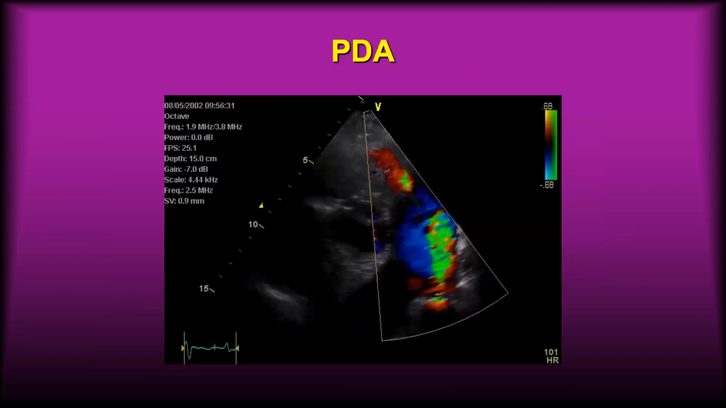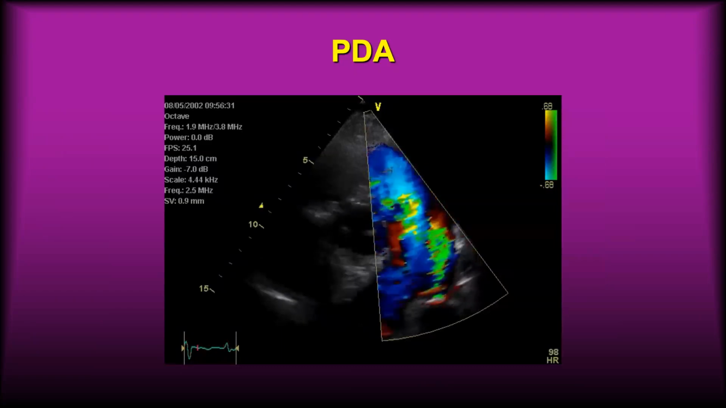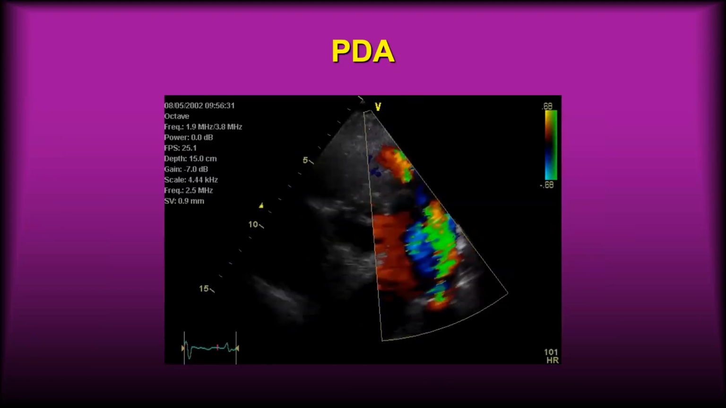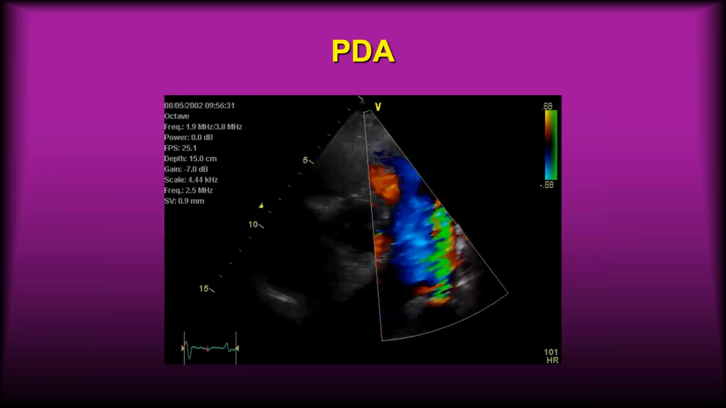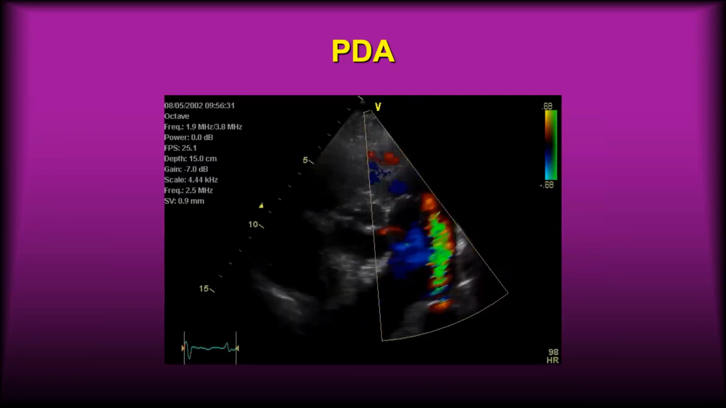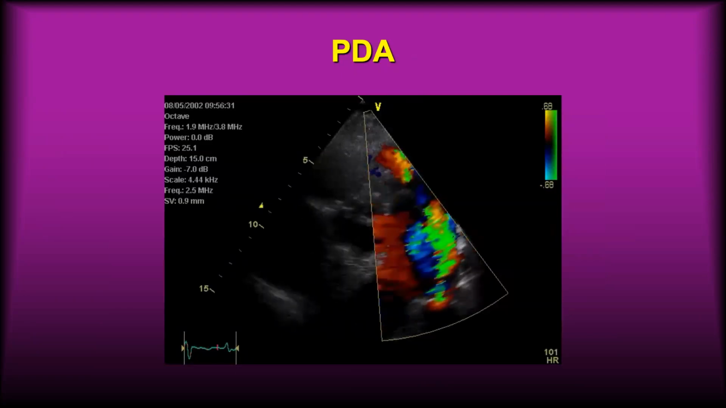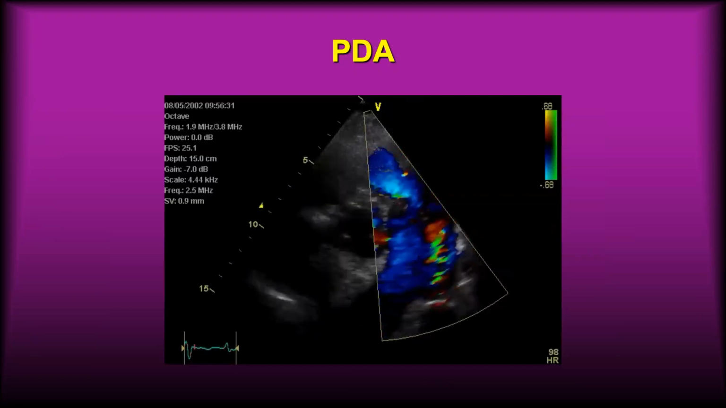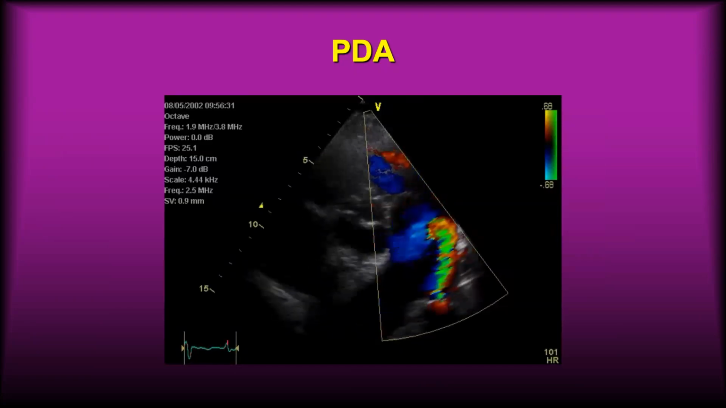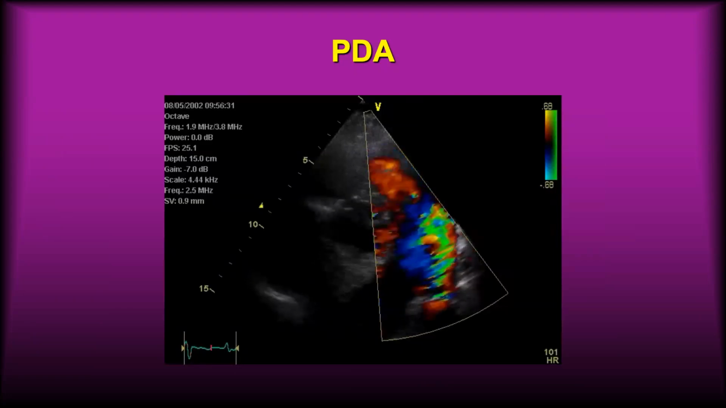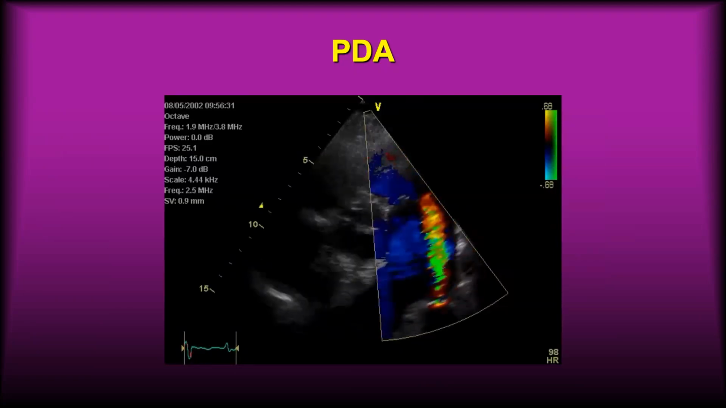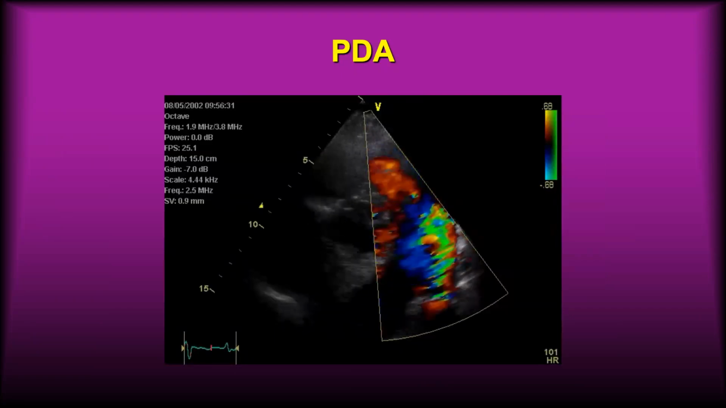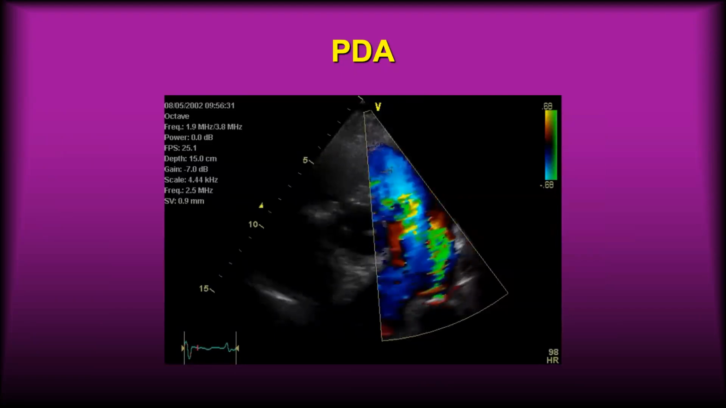This is what you see. See how the blue is pulsing? But this is happening all the time through the duct. So you see that, boom, your brain should go immediately to PDA. Yep, that's turbulent flow throughout the cardiac cycle. So it looks like it's starting right there, from the descending aorta to the pulmonary artery.